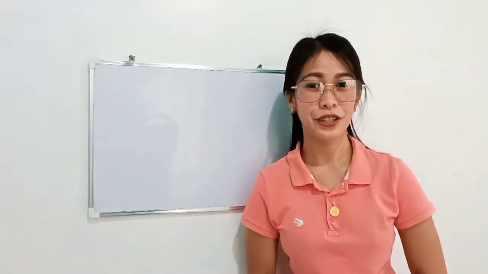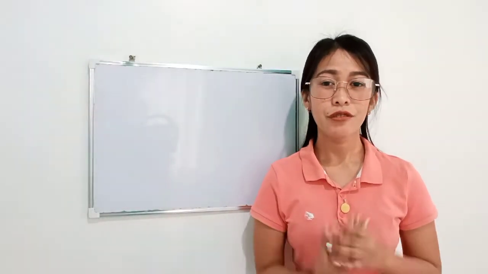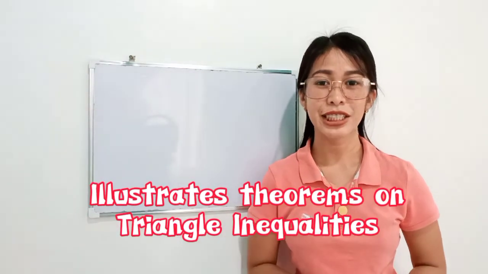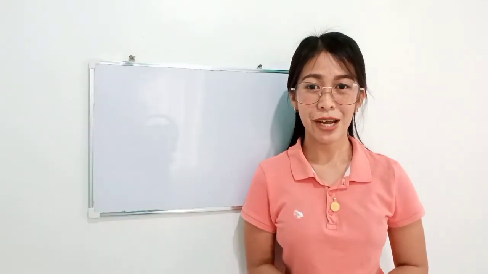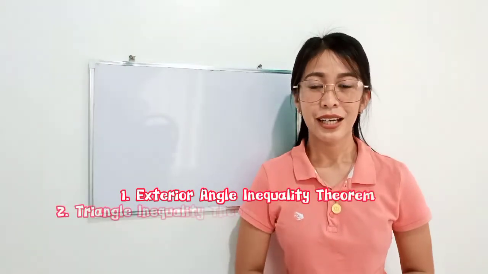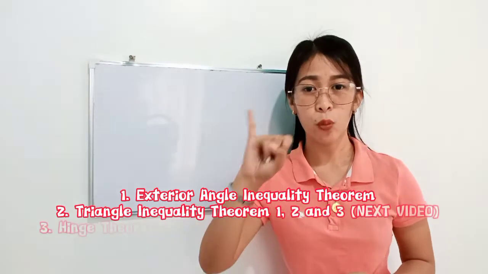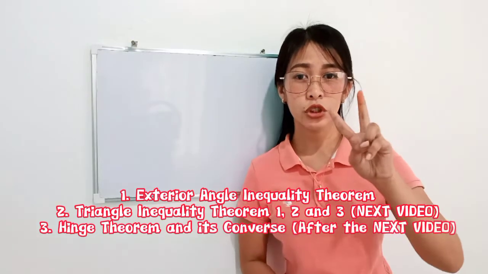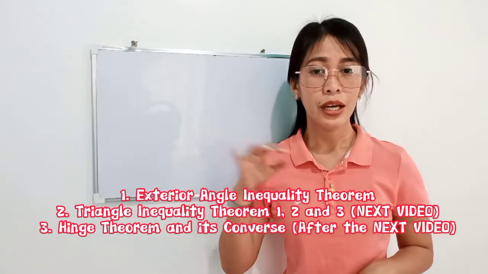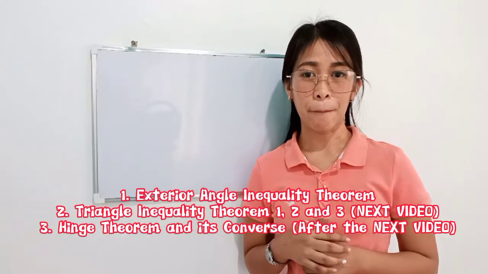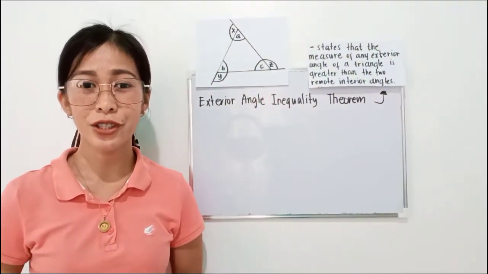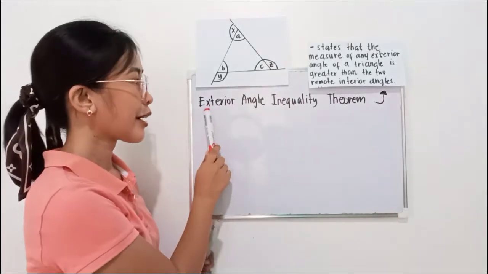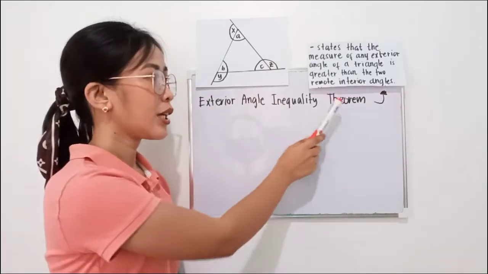Ang ating video nga for today is for grade 8. And what we are going to discuss is we are going to illustrate theorems on triangle inequalities. Alright? So the first theorem is the exterior angle inequality. Next is the triangle inequality theorem 1, 2, and 3. And isusunod ko na lang next video yung inequalities in two triangles, the hinge theorem, and the converse of the hinge theorem. So the first theorem in triangle inequalities that we are going to illustrate is the exterior angle inequality theorem.